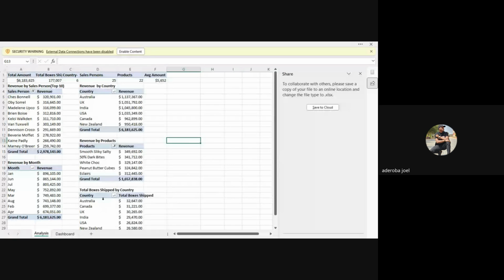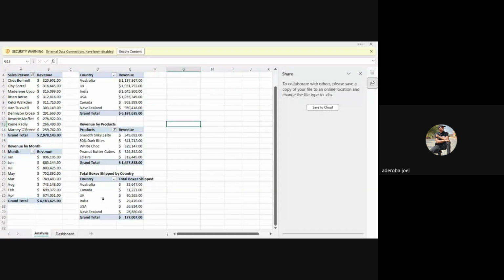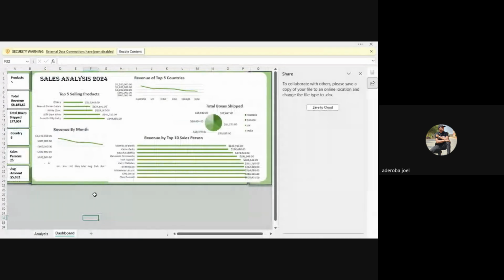So total boxes shipped for these countries, we have also 6 countries here. So this is my dashboard. We have a bar chart for the top 5 selling products, which are eclairs, peanut butter cubes, white chalks, 50% dark bites, and smooth silky salts. Smooth silky salts is our top selling product. I think it's our top selling product because most children like it.